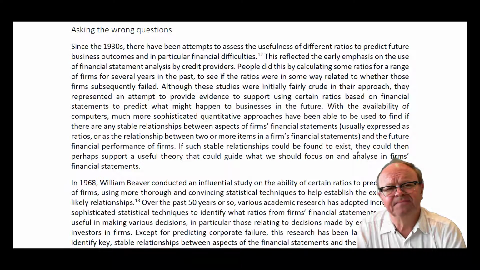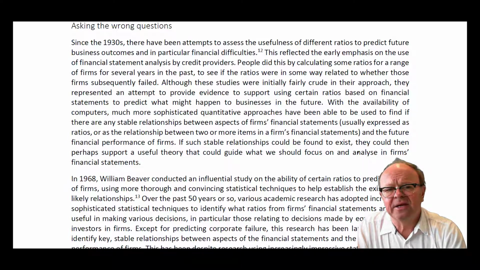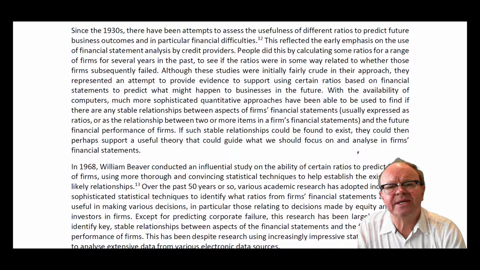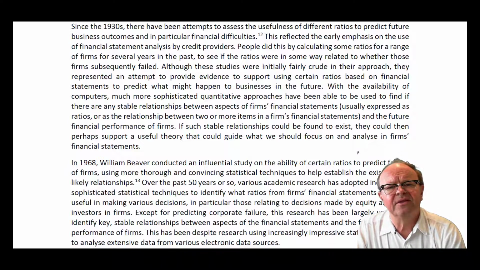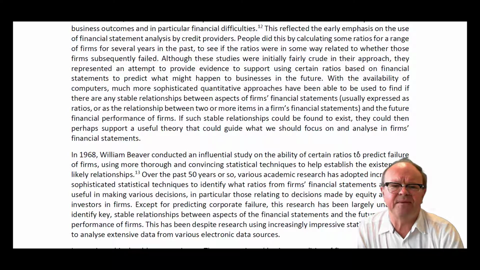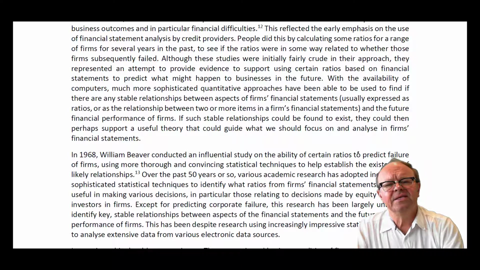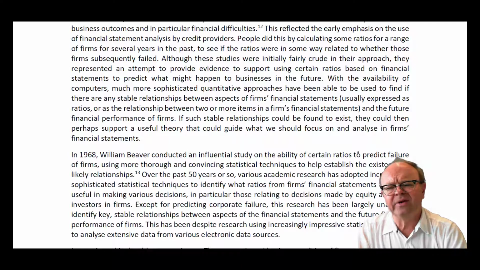Asking the wrong questions. Since the 1930s, there have been attempts to assess the usefulness of different ratios to predict future business outcomes, and in particular, financial difficulties. This reflected the early emphasis on the use of financial statement analysis by credit providers. People did this by calculating some ratios for a range of firms for several years in the past, to see if the ratios were in some way related to whether those firms subsequently failed.